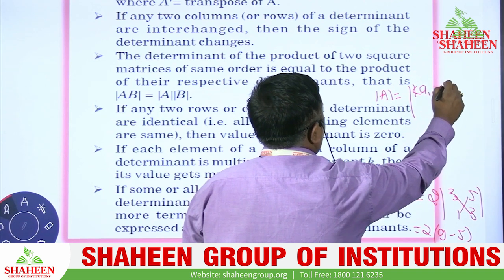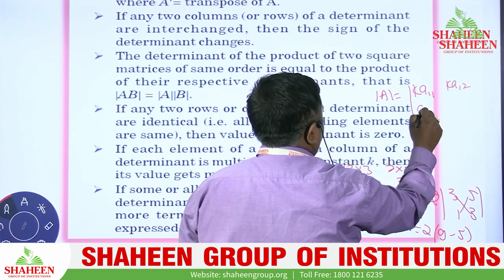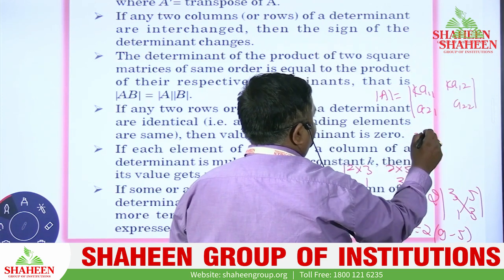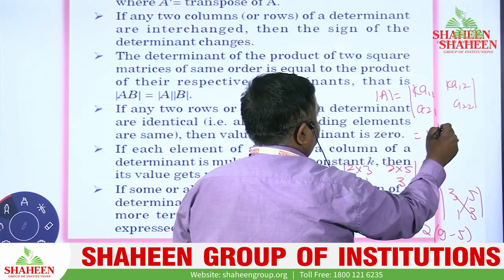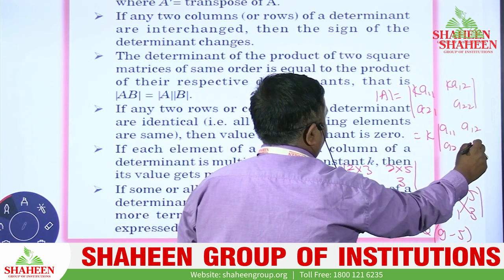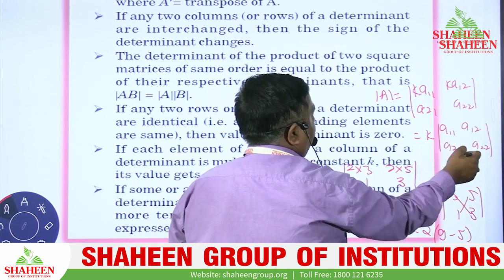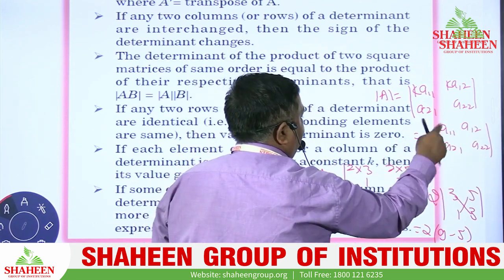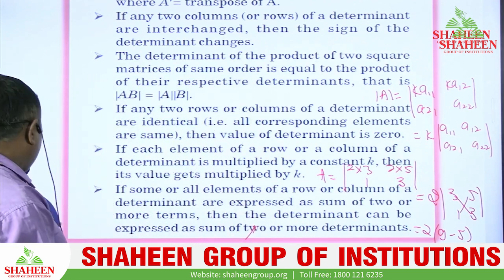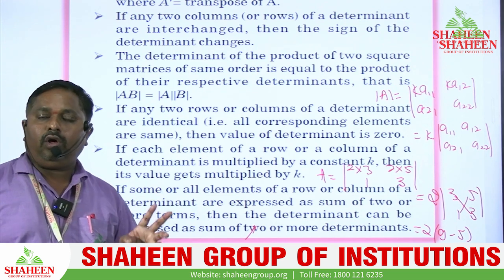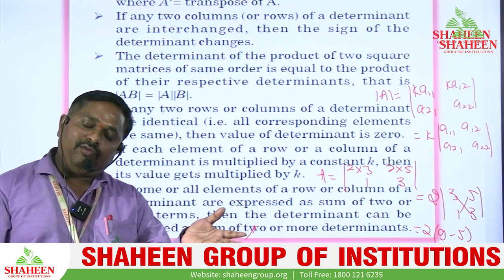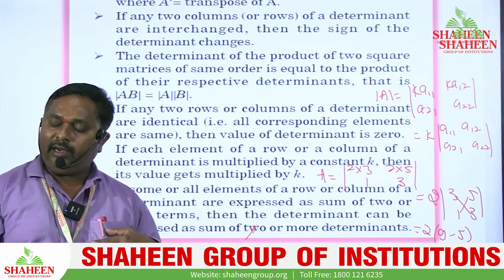a11 k a12, a21 a22. अगर ऐसा है then we can take k common outside, then it becomes a11 a12 a21 a22. और ये क्या है? ये तो डिटर्मिनेंट है, डिटर्मिनेंट का वैल्यू इज मल्टीप्लाइड बाय k. So like this property is used. If in any row or column if there is any constant common multiplication, then we can take it common outside of the determinant.